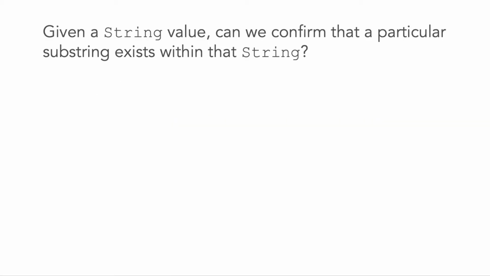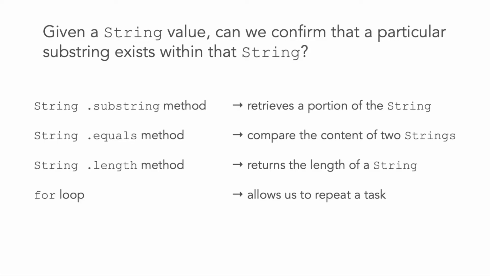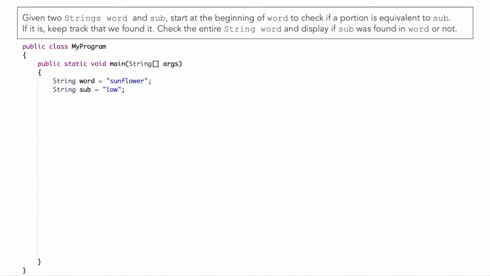Given a string value, can we confirm that a particular substring exists within that string? What tools in Java can we use to solve this problem? We have the .substring method that retrieves a portion of the string. The .equals method compares the content of two strings. The .length method returns the length of a string, and a for loop can be used to repeat a task. Notice that a for loop is recommended because when working with strings, the length of the string is usually the fixed number of iterations. Let's do an example.